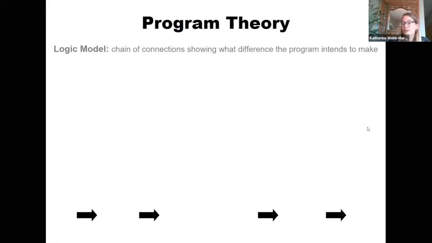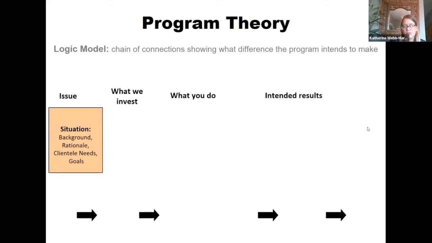All right, so more about program theory. So many of you are familiar with logic models. They're often required from different granting agencies. It's a real simple tool, and it's one that we use basically because of the simplicity. So it shows a chain of connection showing the difference that we're intending our program to make. So we have the issue that you identify, we know what we're going to invest, and then there's what you do, and there are the intended results. So a little bit more information. The issue is really where your needs assessment comes into play. And we just did that training a couple weeks ago.